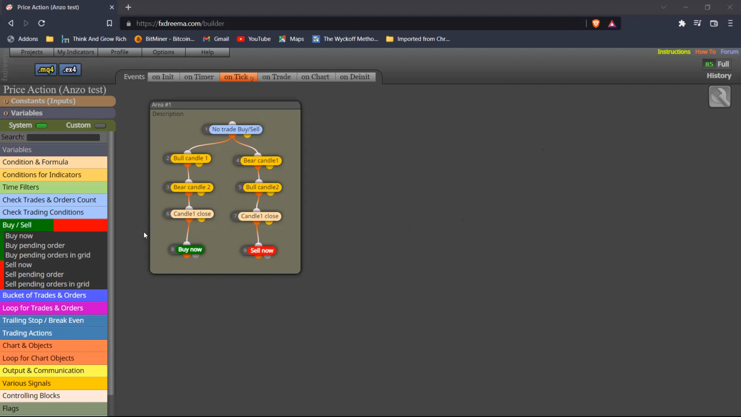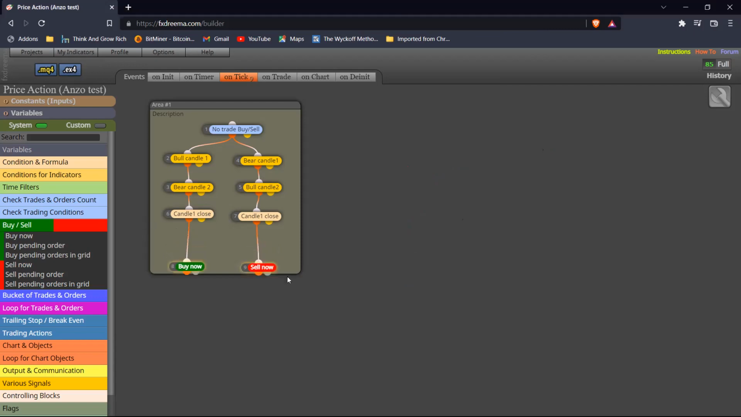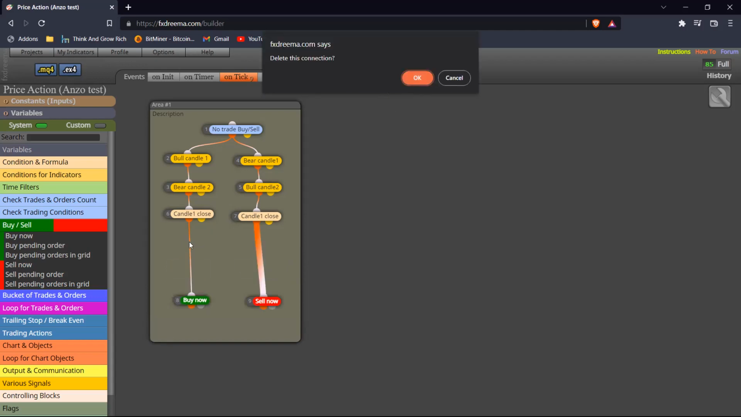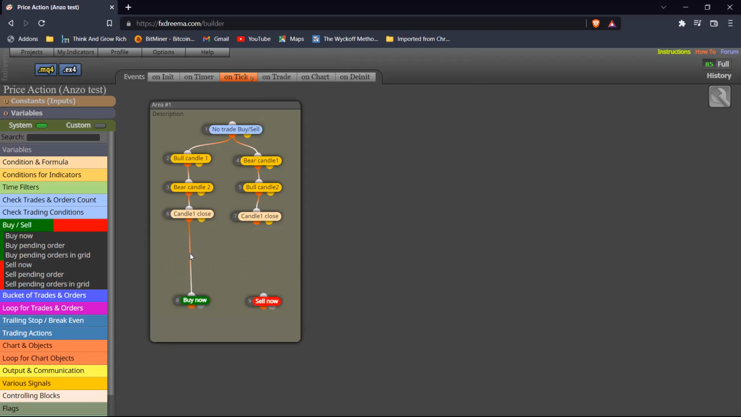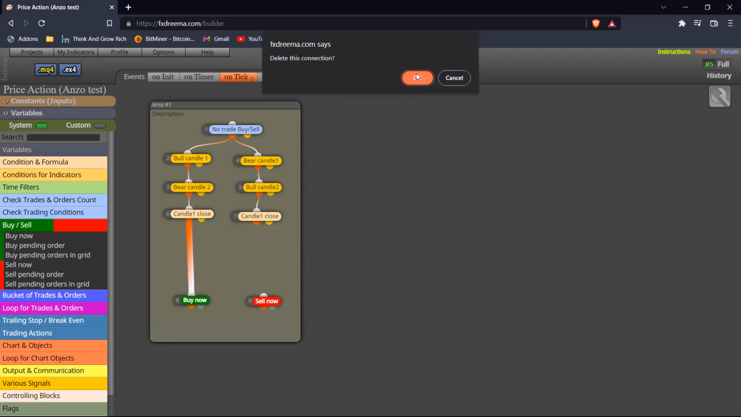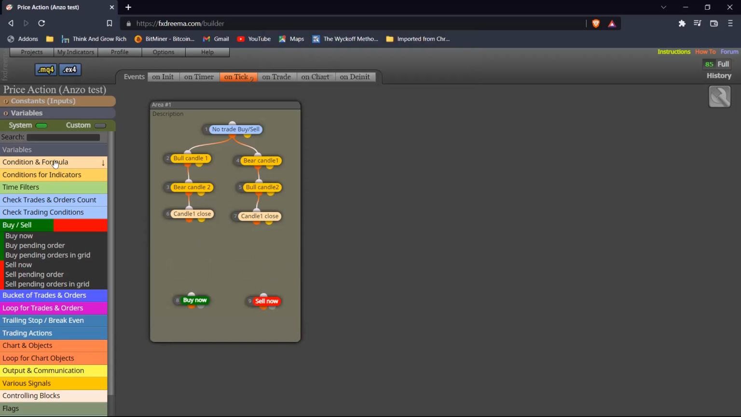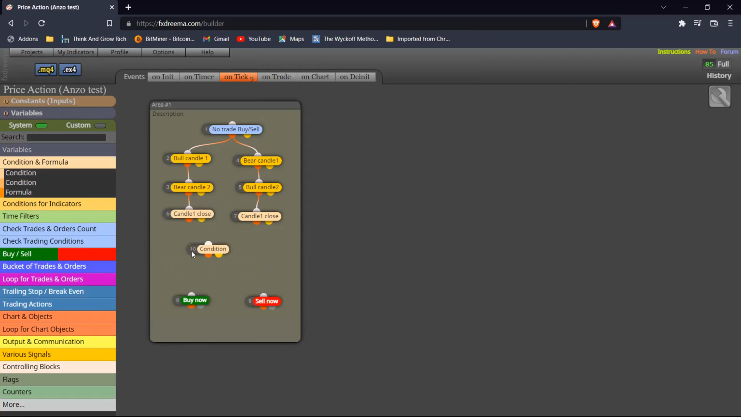So what we'll do is let's push this down a little bit. I think this is a good learning experience because you get to see it done in real time. So we'll delete this connection. Also, let's delete this connection because we want to add another condition. So I'll just drag another condition here, and let's call it candle wick.